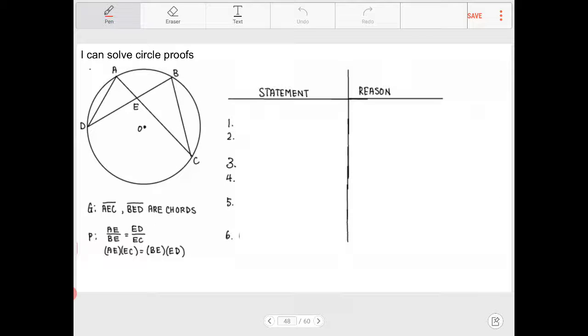Let's take a look at the last problem here. So I have segment AEC and then segment BED. These are chords. And what we want to do is prove that those proportional statements are true. Pause the video to see if you can figure this out.